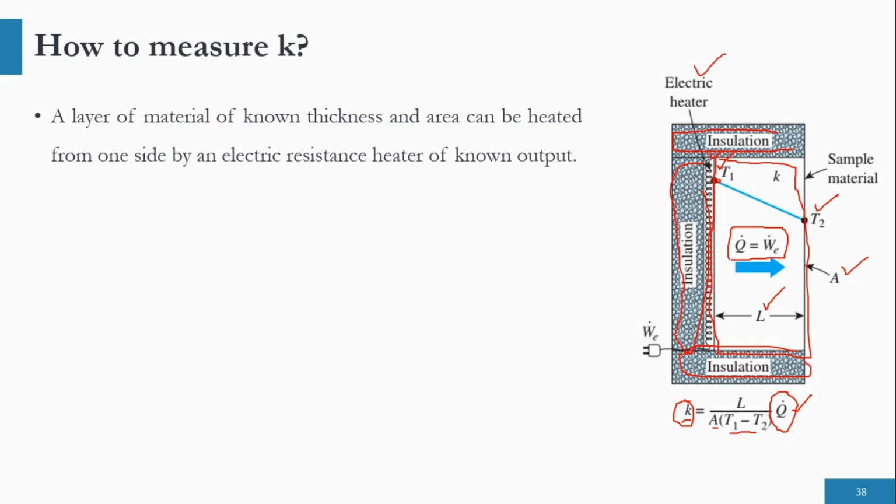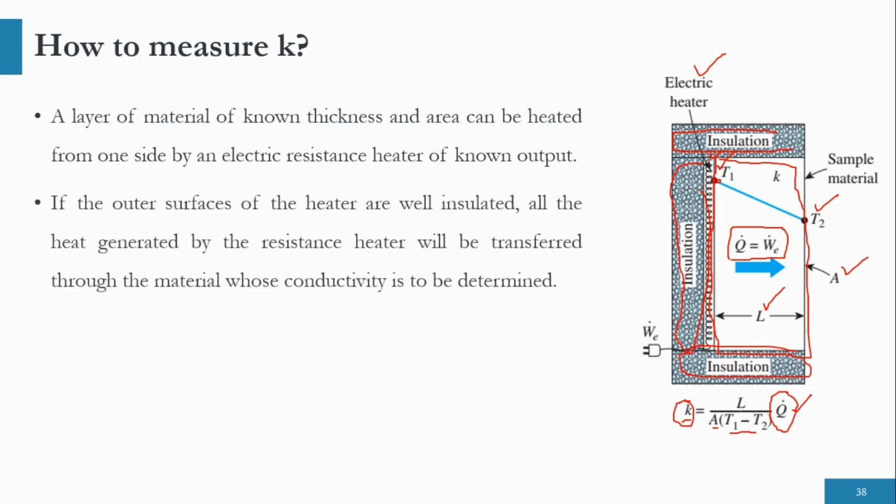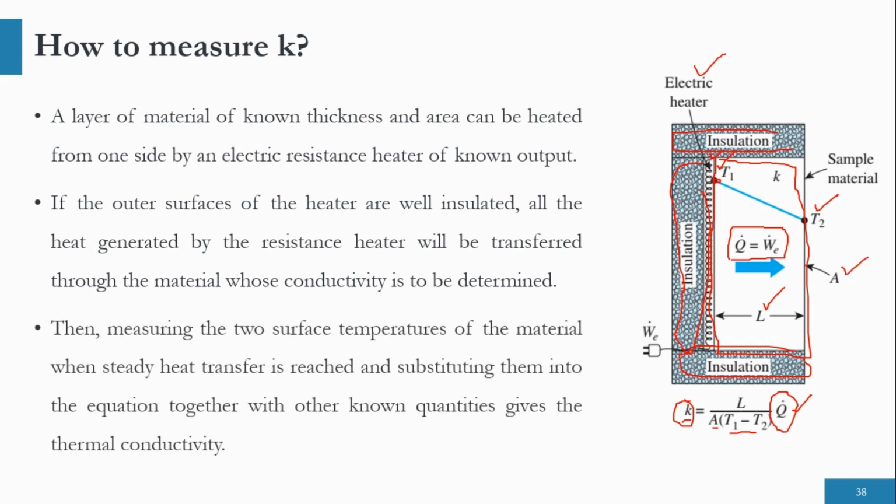Let's just read it: a layer of material of known thickness and area can be heated from one side by an electrical resistance heater of known output. If the outer surfaces of the heater are well insulated, all the heat generated by the heater will be transferred to the material for which the conductivity is to be measured. Then measure the two surface temperatures of the material when steady state has been achieved. When steady heat transfer is achieved, substituting them into the equation will give the answer for the thermal conductivity.